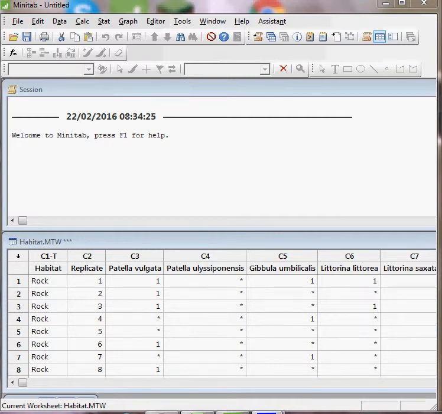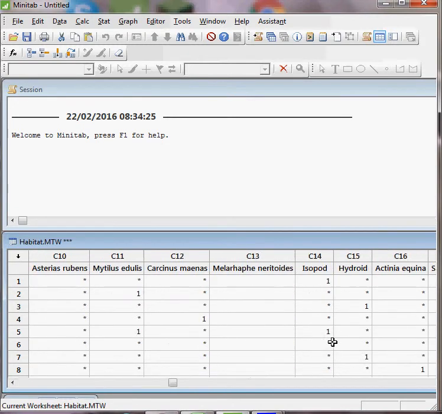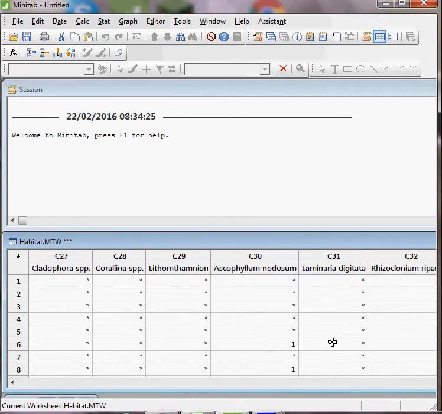Okay, so we're looking at an example of the kind of data we're going to collect based on comparing the habitats, and we can see there's one row for every observation. So here we have a sample that was taken from a rock location. It's numbered as replicate 1, and there's an indicator as to whether or not we found various examples of different species within that particular sample.